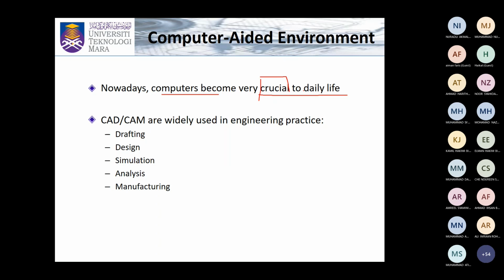When it comes to the entire manufacturing aspect, in engineering practice alone, computers are used in all these areas, and specifically we will use computers for design and manufacturing. Under design and manufacturing, we use computers for drafting, design, simulation, analysis, and manufacturing. Design, analysis, and manufacturing explain themselves. You can look at the slides and the previous recordings to get an in-depth understanding.